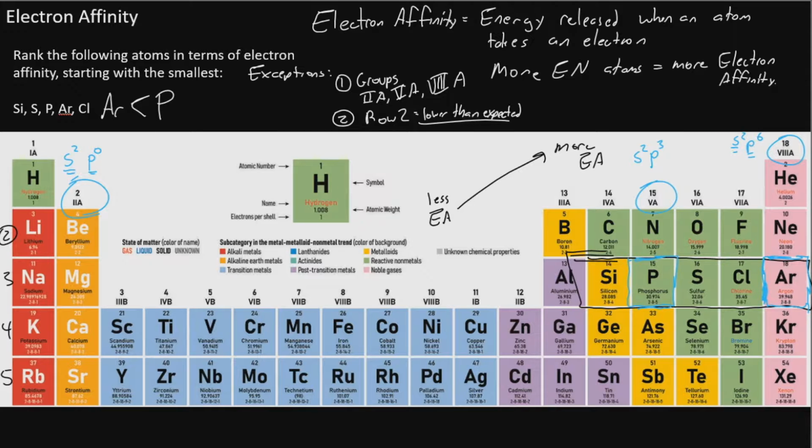However, for the other three elements, we can use the periodic trend working left to right and bottom to top. Since silicon, sulfur, and chlorine are all in the same row, we just work left to right, and we would say silicon is next, followed by sulfur, followed by chlorine. And this is how we rank electron affinity. This can be tricky, so we always have to keep our exceptions in mind as we try to rank it.